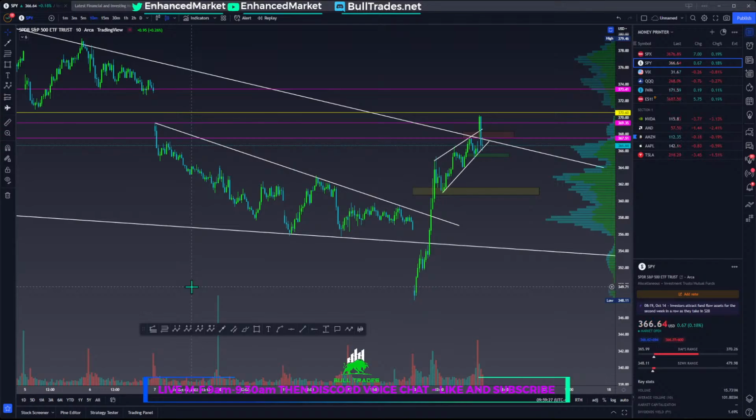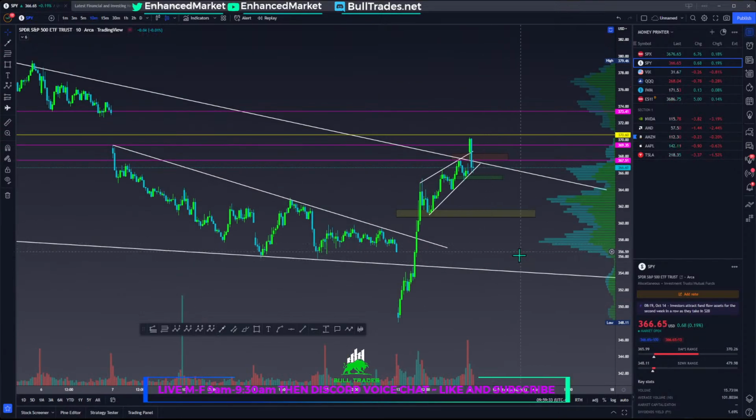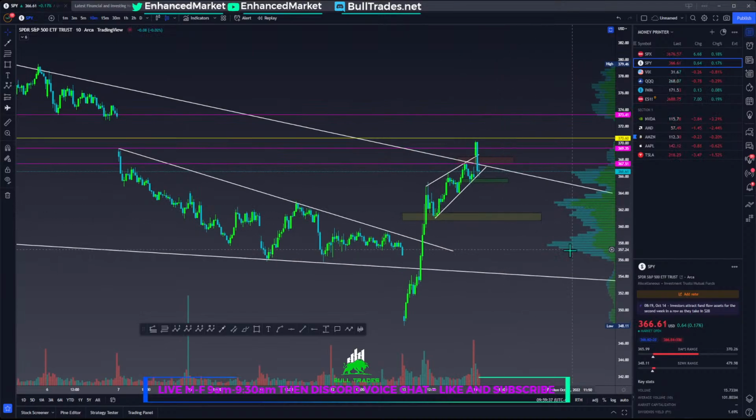All right, now 10 o'clock is hitting. Look how price action starts to slow down. This is why in the middle of the day, you want to avoid trading. Everything starts to get slower.